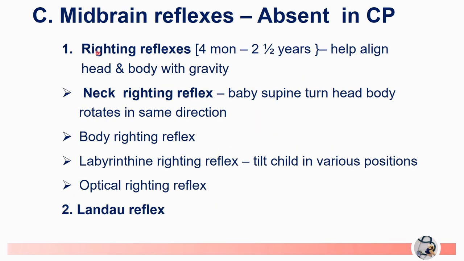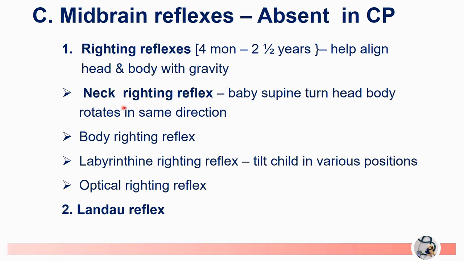Third, you see the midbrain reflexes. Midbrain reflexes are absent in CP because the higher center is not developed, or it is delayed. So these are usually absent in a CP child, and you should check them. Righting reflexes should appear by 4 months and disappear by 2.5 years. Here, righting reflexes will not be present. These reflexes help align the body and head with gravity.